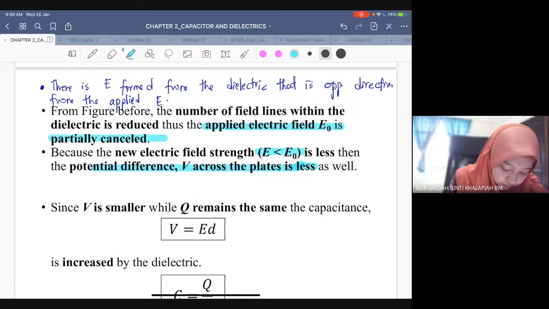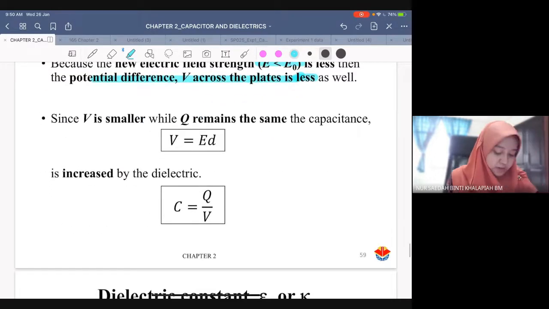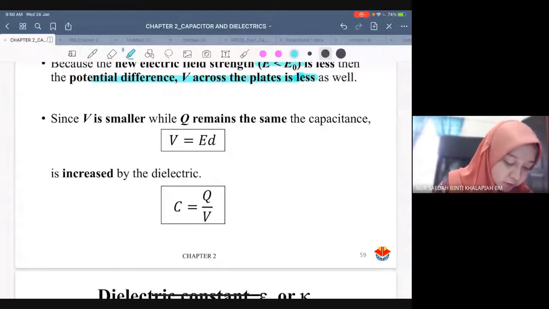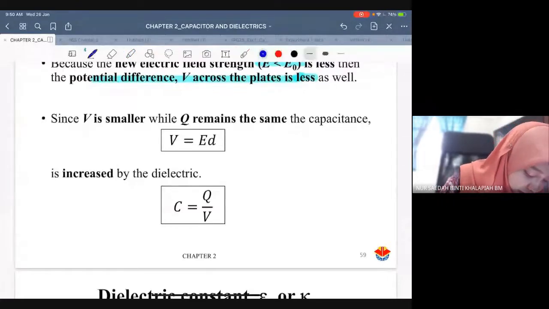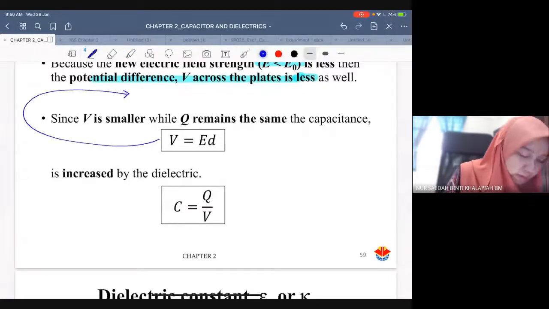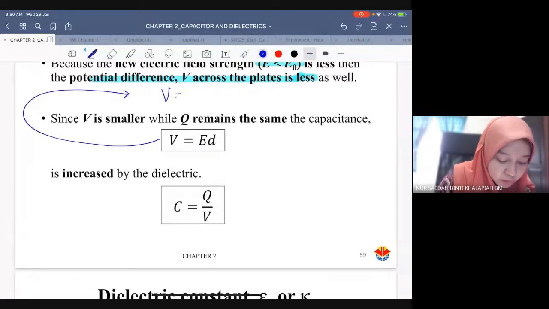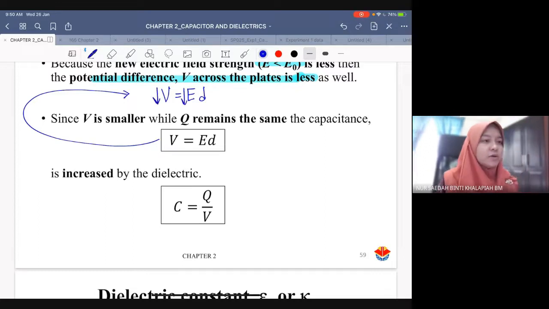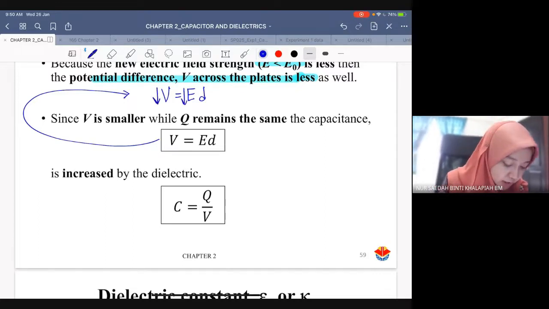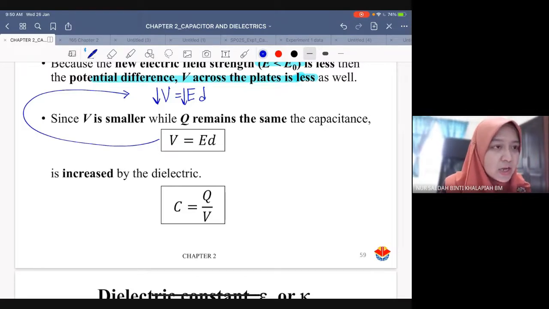Okay, so next, kalau V berkurang, Q remain the same. Okay, macam mana dia cakap kat sini? Since V is smaller, Q is the same sebab C kita increase. Okay, so sebenarnya formula yang ni adalah untuk bahagian atas ni sebenarnya. Bukan dekat bawah. So V equal ED kan? Tadi E kita berkurang, V kita akan berkurang. Okay, formula yang dekat bahagian bawah ni baru guna formula Q equal CV lah.